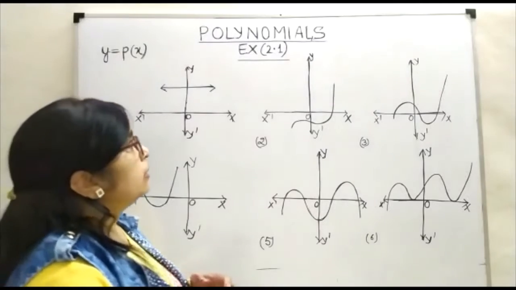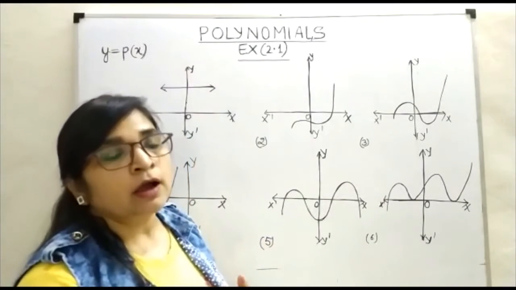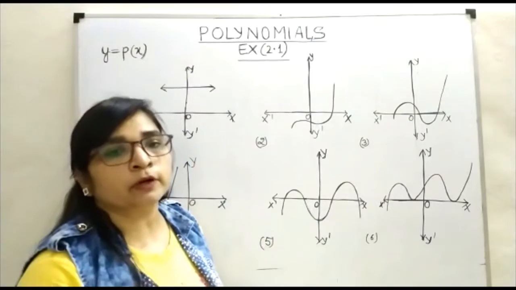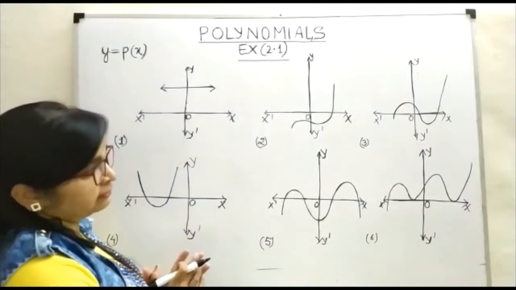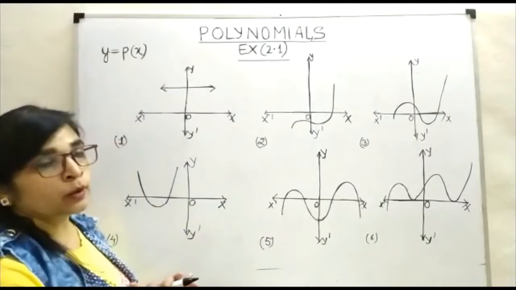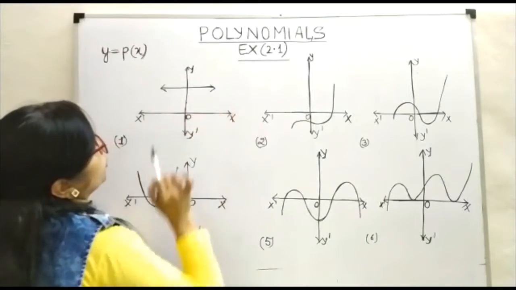Friends, today we will see if the graph of the polynomial is given, how can we find out the number of zeros. For this we have taken 6 different cases. Let us see one by one. The very first one is, this is the graph of the polynomial.